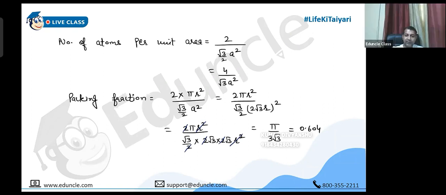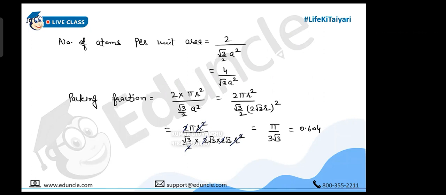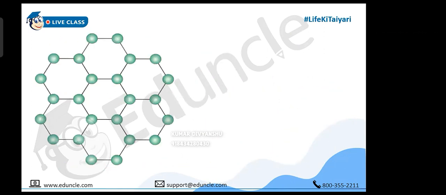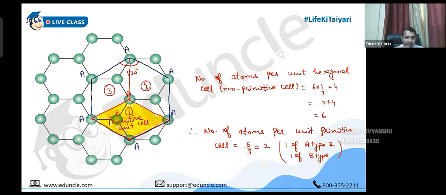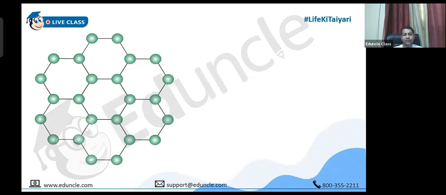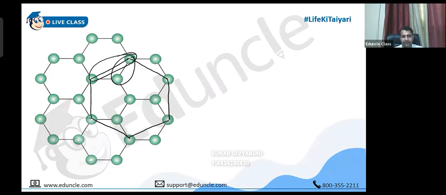Now, going back to the diagram, let me tell you how it is 2 root 3 R. Going back to the diagram, this is the usual hexagon. Let us discuss from this one. I have joined these two together like this. So according to you, which of these atoms are touching each other? These two or these two? They will be touching because they are nearer to each other than these two. Isn't it? Yes, sir.